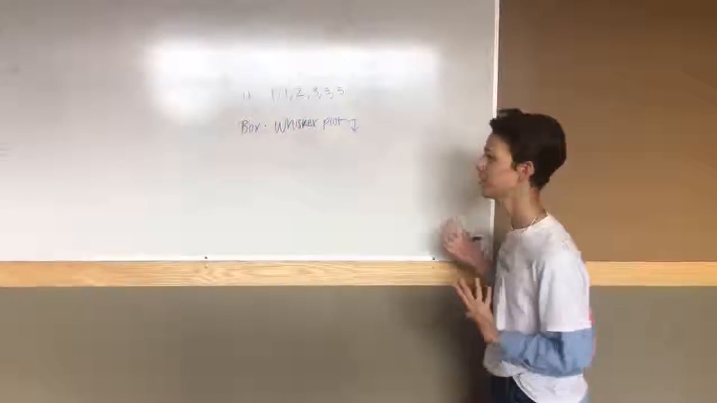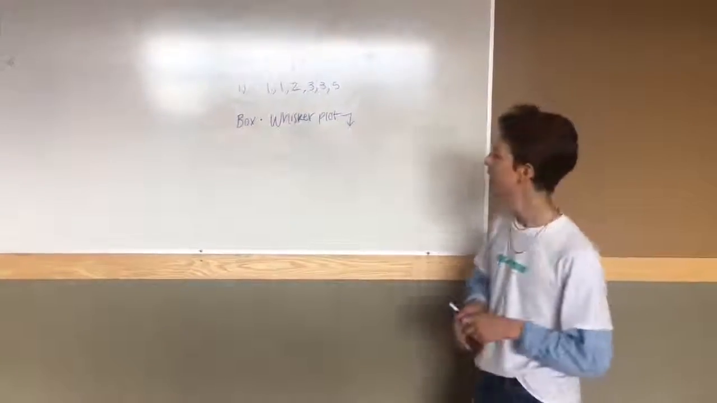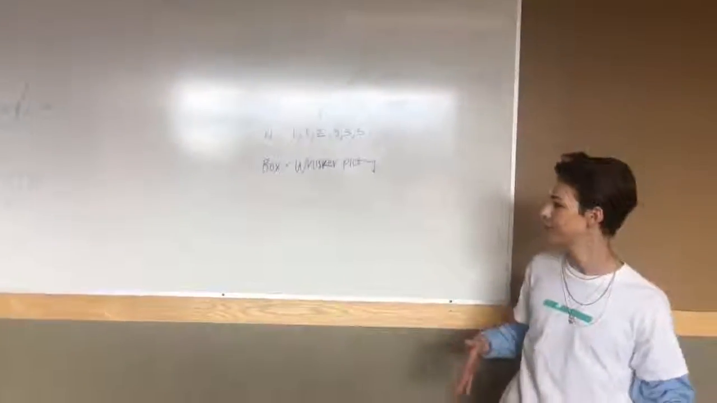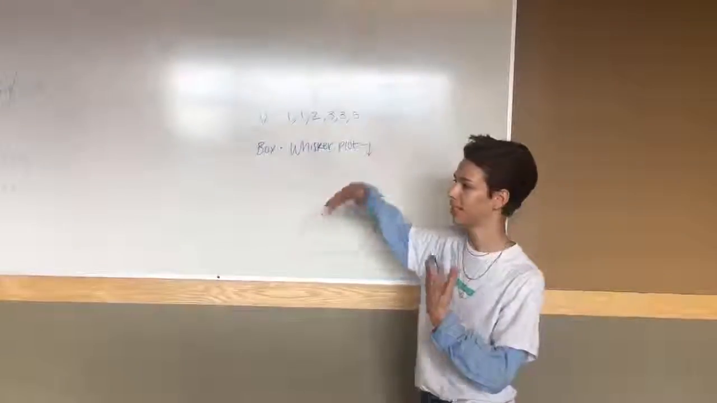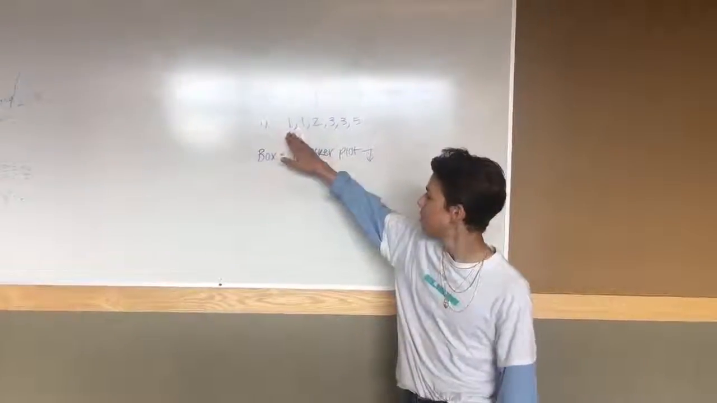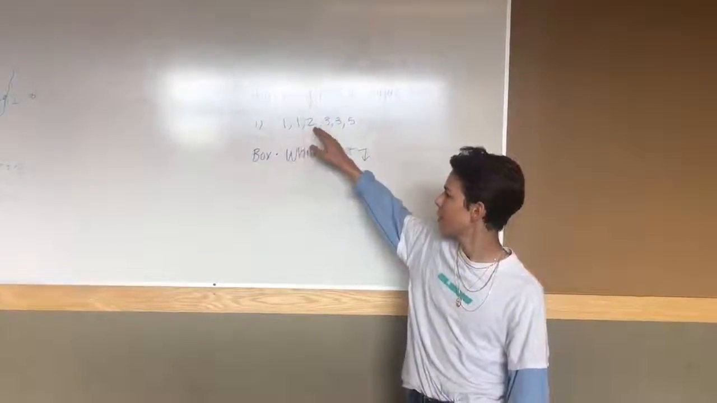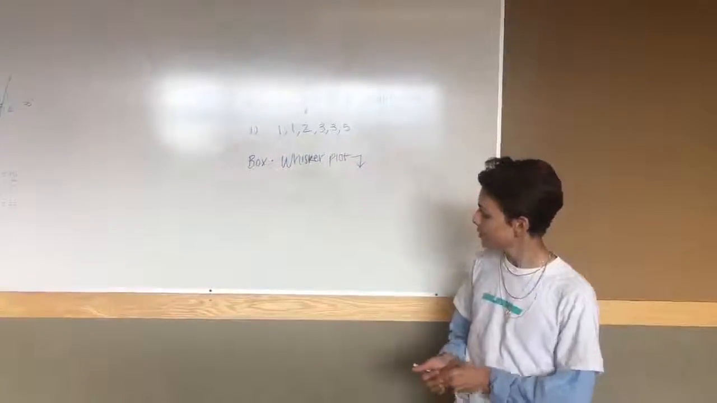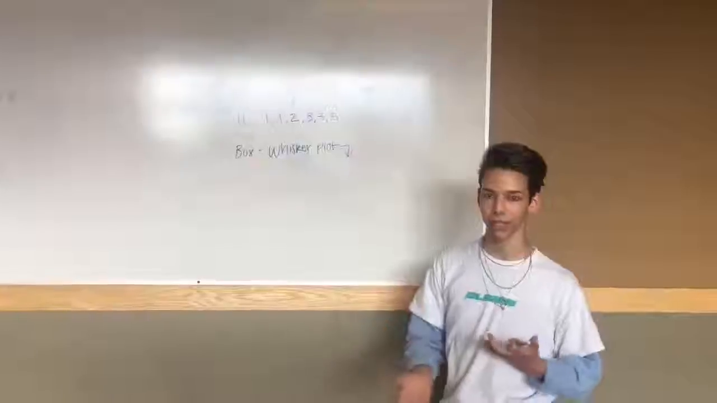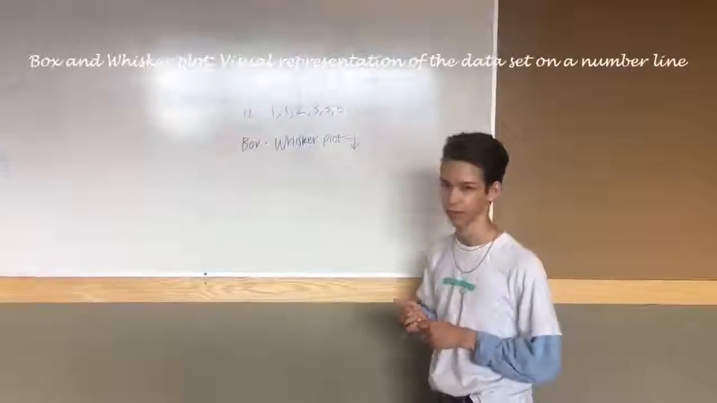Okay, so today we're going to be talking about data distribution, and for our initial question we have how many pets do students have, and for our statistical group of data we have one student said 1, another student said 1, another student said 2, another student said 3, and then finally 5. So using this we're going to show you first how to do a box and whisker plot.